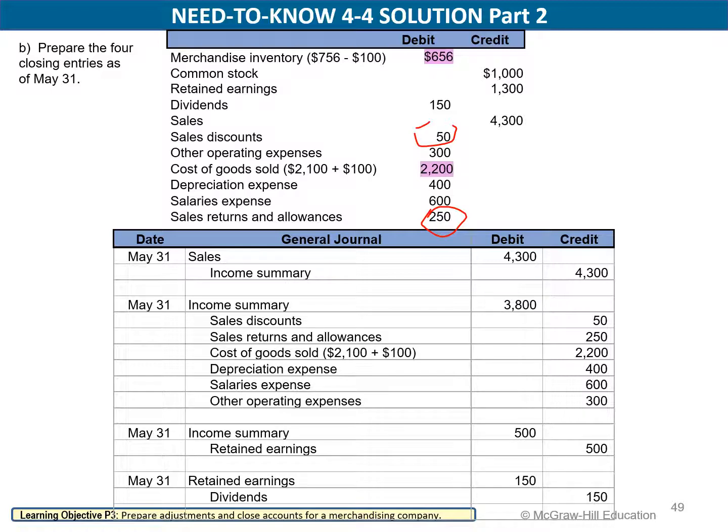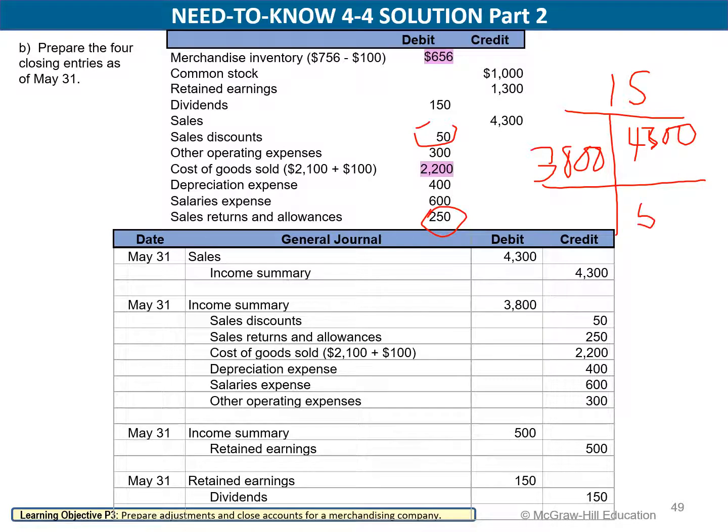Then if we were to look at our income summary, call that IS, right now we've got a $4,300 credit, and then we've got a $3,800 debit. So we have a net balance of $500 in our income summary. So we want to close income summary. We do that with a debit to income summary and a credit to retained earnings, which is this entry here.